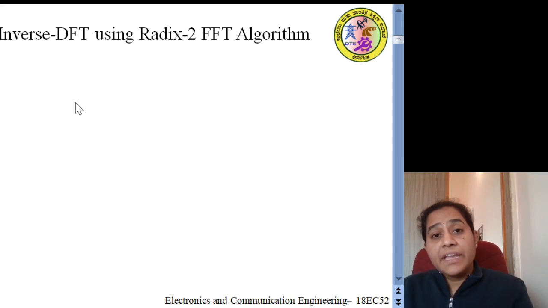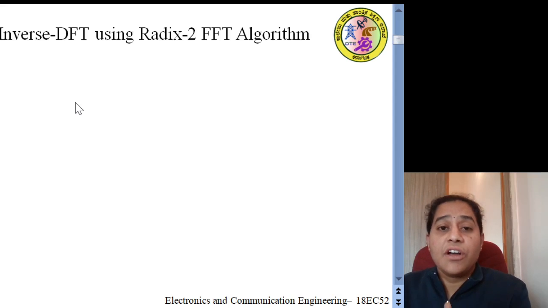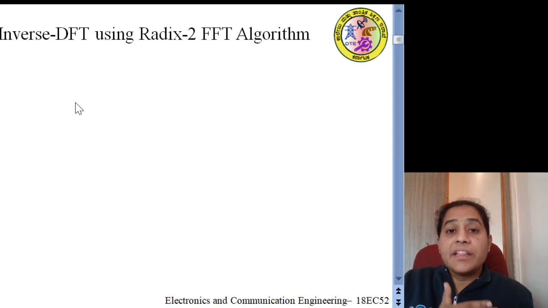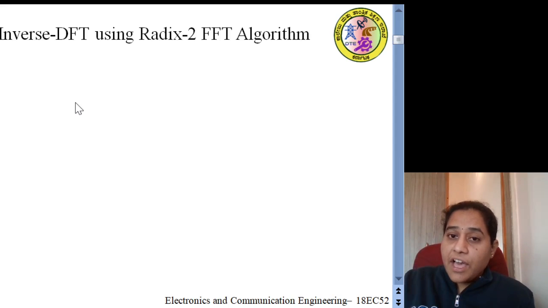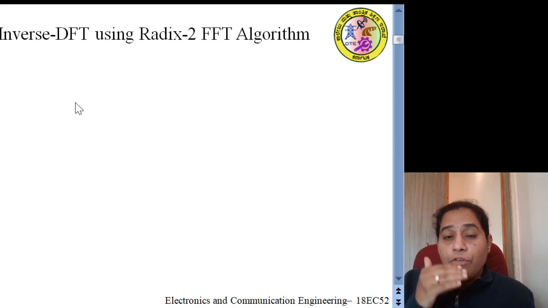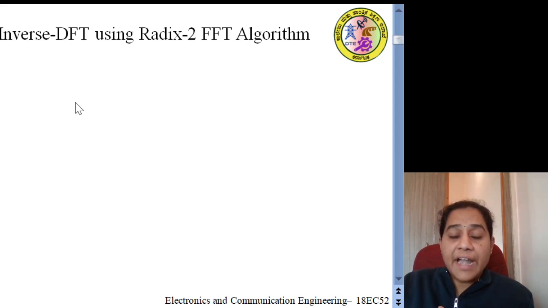Basically, in the first session of this module, what we considered is frequency domain sampling and reconstruction of time domain samples. That means frequency domain sampling is nothing but finding DFT, and reconstruction of time domain samples is nothing but finding IDFT. So here we need to find inverse DFT, and for that purpose we are making use of Radix-2 FFT algorithms.